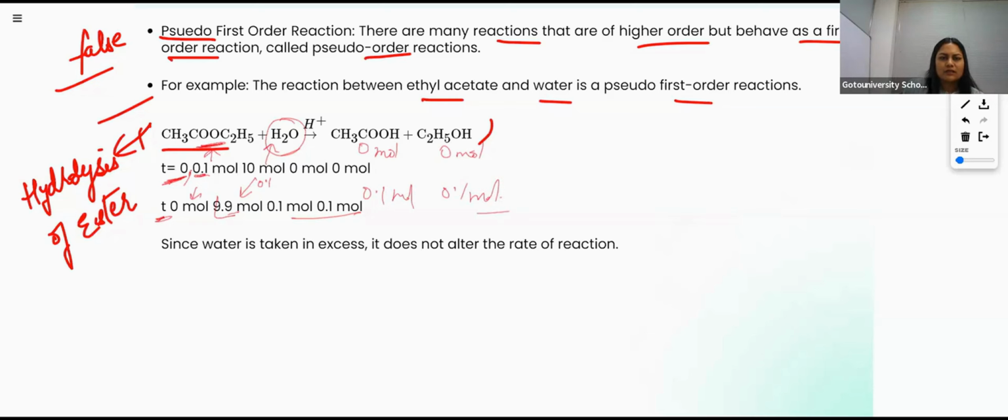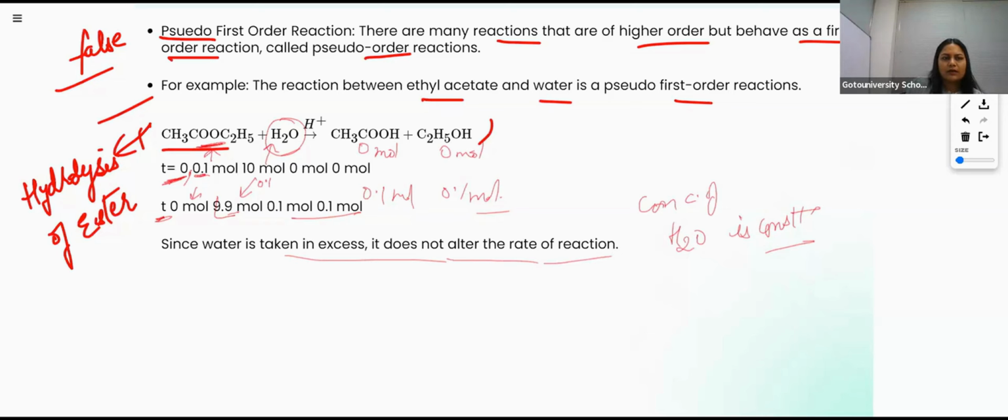So as you can see here, water is taken in excess, so it does not alter the rate of the reaction. The concentration of water is constant here. That is why it does not change the rate of reaction, hence the order remains the same.